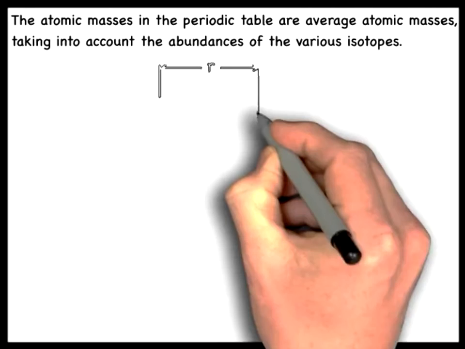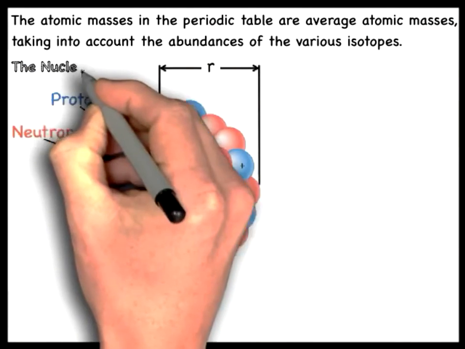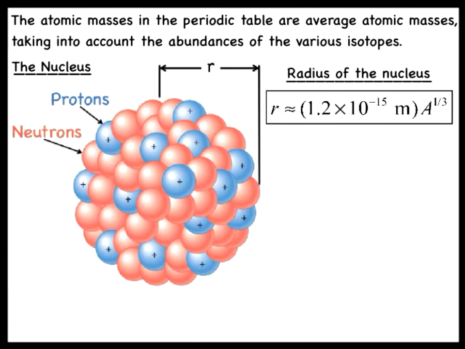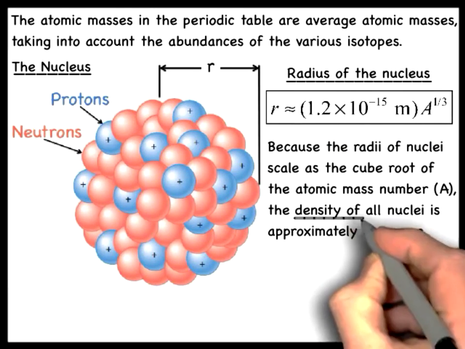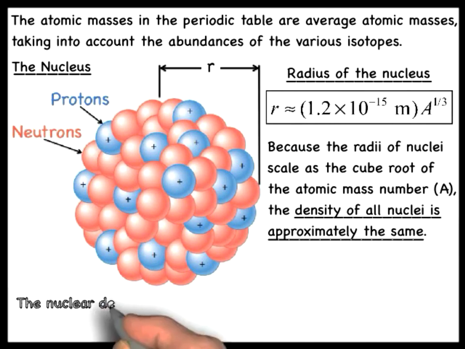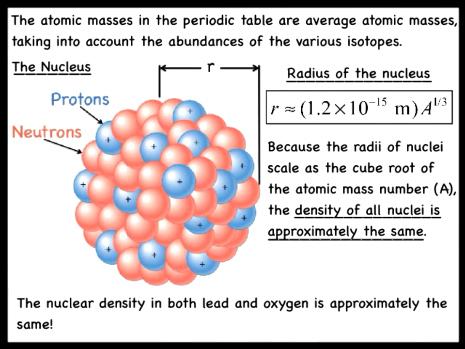The figure shows a cartoon picture of a nucleus, which consists of a roughly spherical blob of positive protons and neutral neutrons clustered together. Experiment shows that the radius r of the nucleus depends on the atomic mass number A and is given by the following relationship. This equation indicates that the radius of the aluminum nucleus, for example, with A equals 27, is r equals 3.6 times 10 to the minus 15 meters. Because the radii of nuclei scale as the cube root of the atomic mass number, the density of all nuclei is approximately the same. For example, while lead as a solid is much more dense than oxygen as a gas, the density of their nuclei are nearly equal.